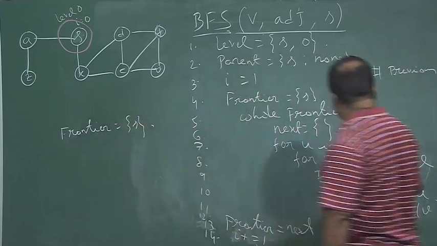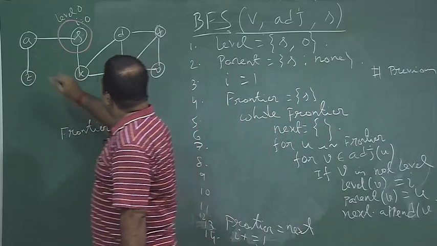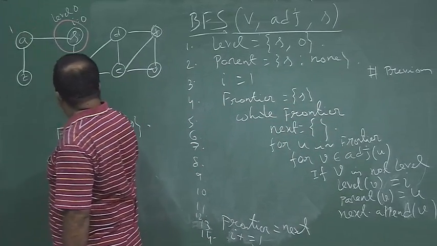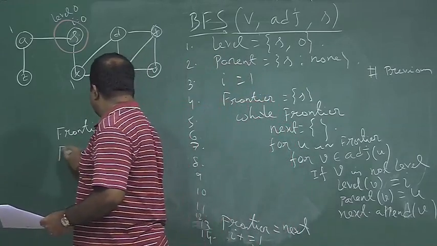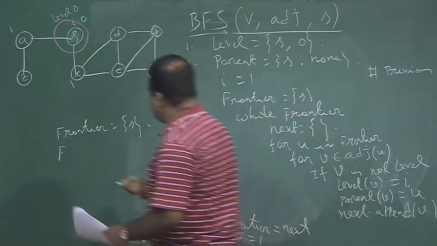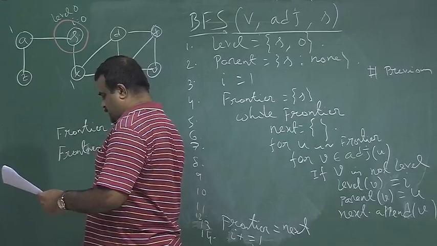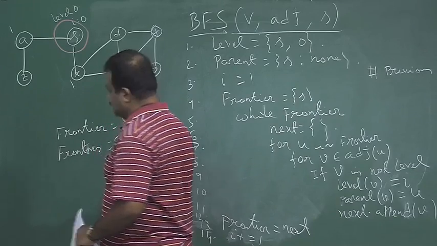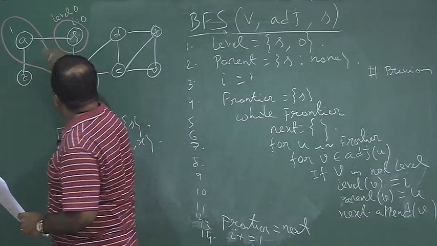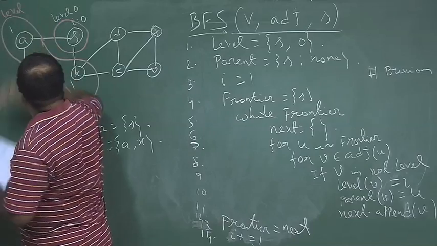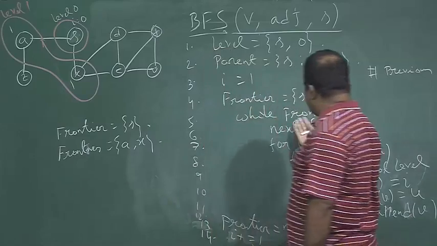Now we take all the adjacency nodes of u, basically S. So these are the two adjacency nodes of this. So we label them by 1, and we put them into the frontier. Basically we put them into next, and next will be the frontier. So now the frontier is basically these two nodes A and X, and this is basically our level 1 node.